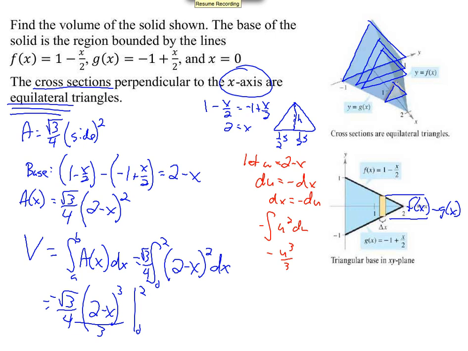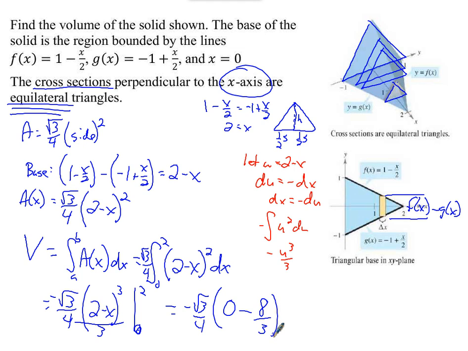So now we can actually evaluate that. We have the negative square root of 3 over 4. All right, we could pull that 3 out, but that's okay. Times 2 minus 2 is 0, cubed is 0, divided by 3 is 0. So there's actually a 0 sitting here. And then minus. That's a 0, yeah. Sorry. 8/3.